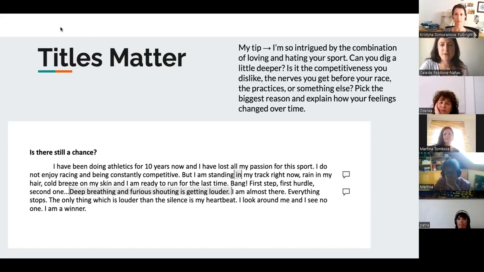So again, my feedback for this was I was so intrigued by the combination of the clear love that they depict. I can feel that they're energized by this race, but they also state in the essay, "I do not enjoy racing. I have lost all my passion for this sport." And I thought that's really fascinating. There's clearly a tension there between loving and hating something that you've done for 10 years. And I think we can all relate to that. That's universal. It's really beautiful. And if they were to make a longer essay, I would love for them to talk more about that.